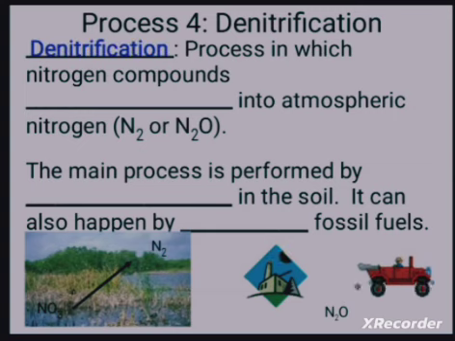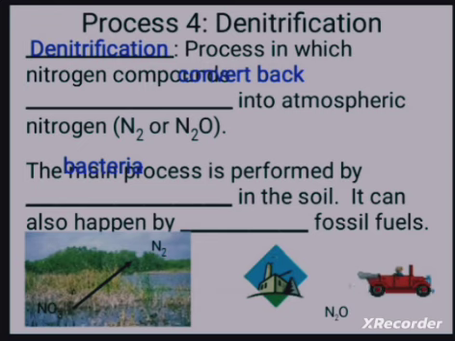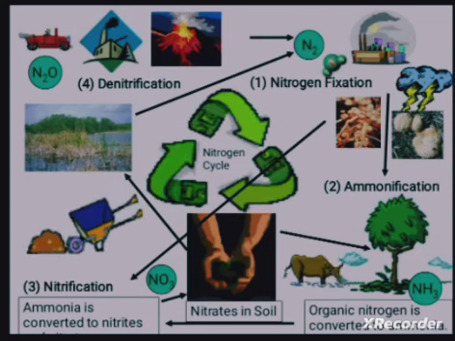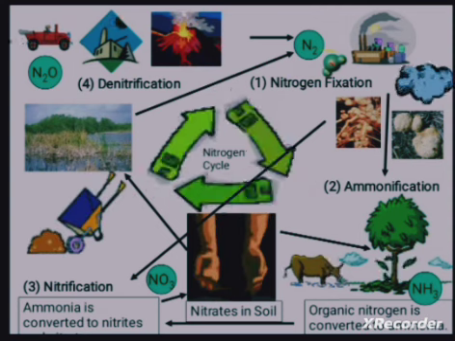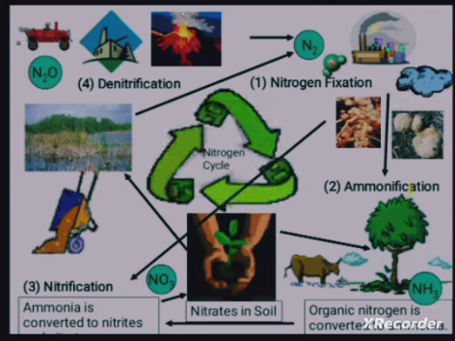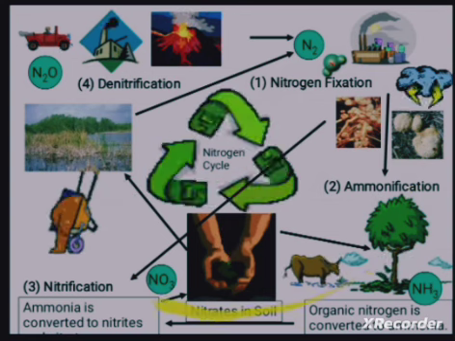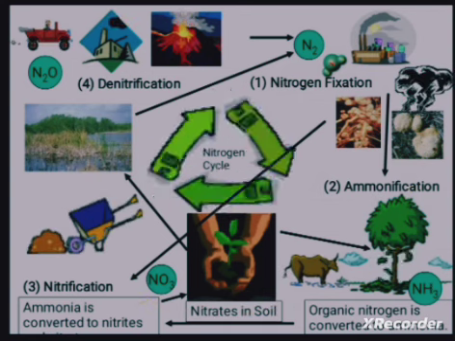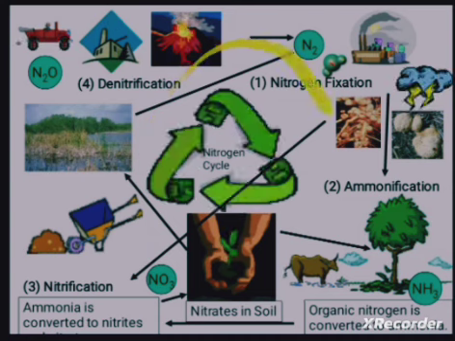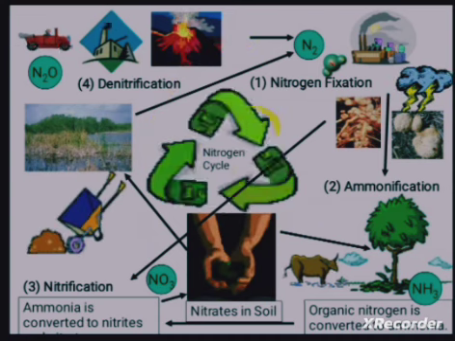What is meant by denitrification? It is the process in which nitrogenous compounds are converted into atmospheric nitrogen. The main process is performed by bacteria in the soil. It also happens through the burning of fossil fuels. This is the cycling process where nitrogen is fixed into ammonia, NH3. NH3 is then converted into NO3 and NO2. This is a cyclic process of four steps.